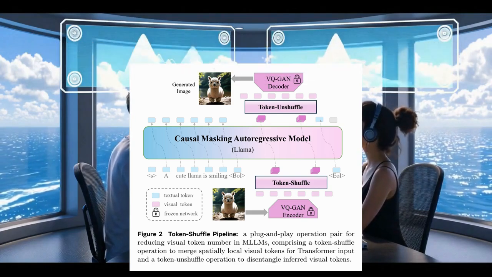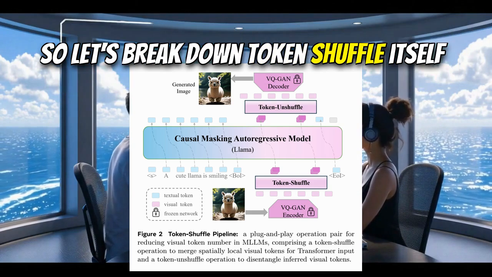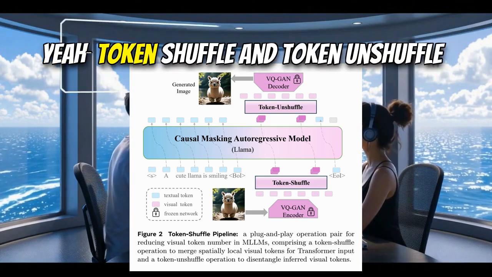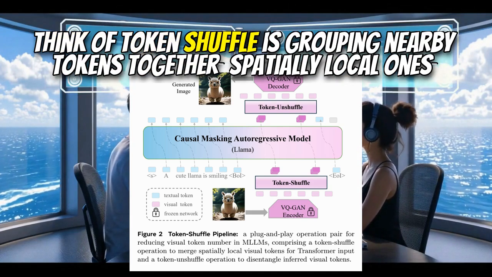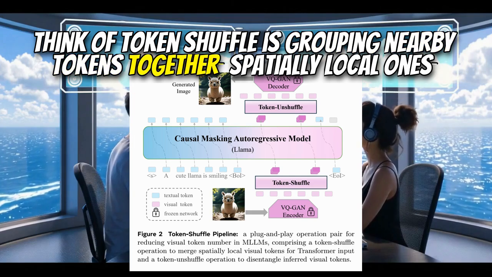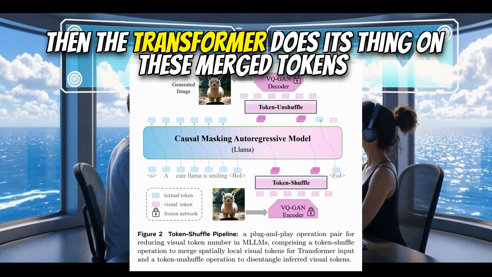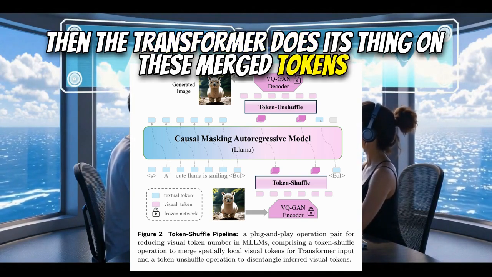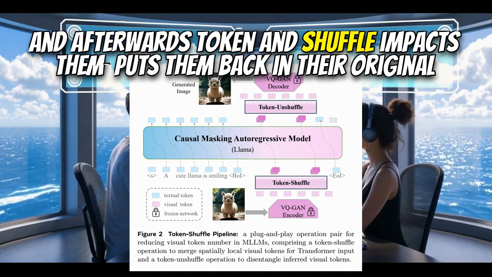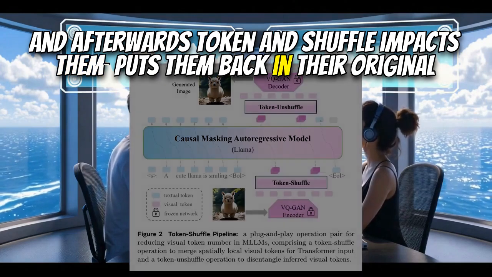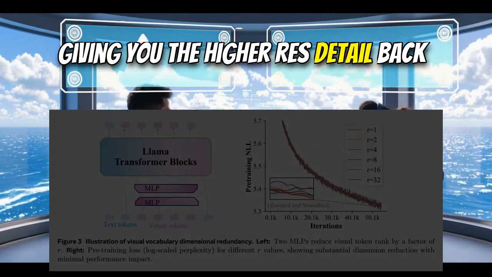Right. So let's break down token shuffle itself. You mentioned the two parts. Yeah, token shuffle and token unshuffle. Think of token shuffle as grouping nearby tokens together, spatially local ones. Merging them, yeah. Then the transformer does its thing on these merged tokens, and afterwards, token unshuffle unpacks them, puts them back in their original spatial spot. Giving you the high-res detail back.